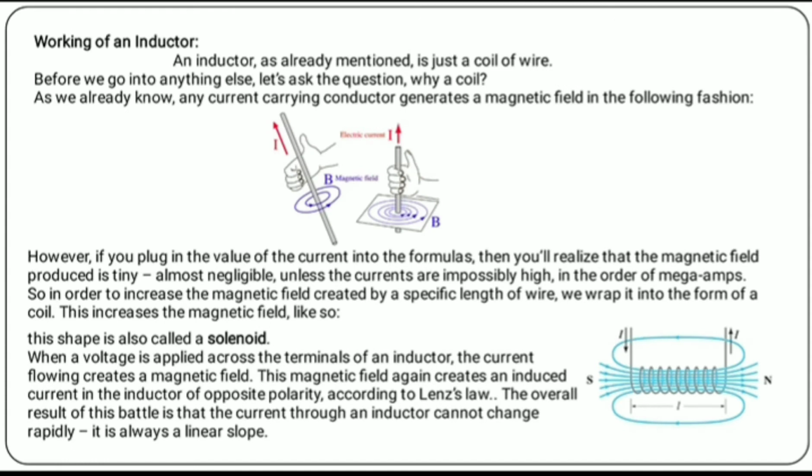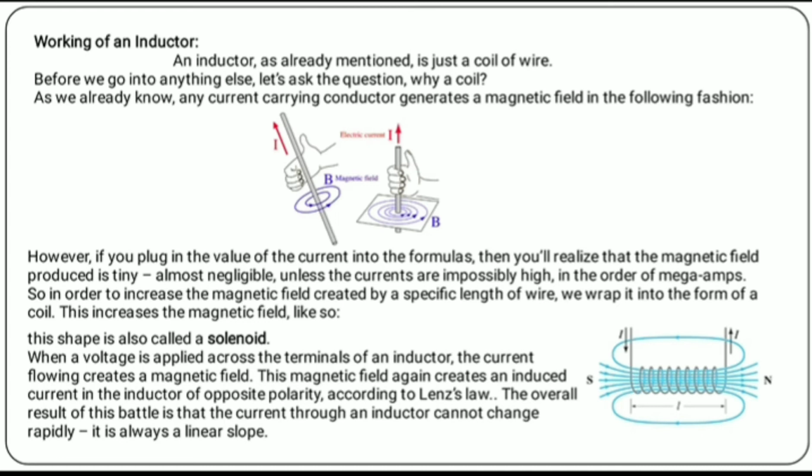Okay, next one is the working of an inductor. In this slide, I'm going to explain how the inductor works. An inductor, as already mentioned, is just a coil of wire. As we already know, any current carrying conductor generates a magnetic field in the following fashion. The figure represents that any current carrying conductor generates a magnetic field.